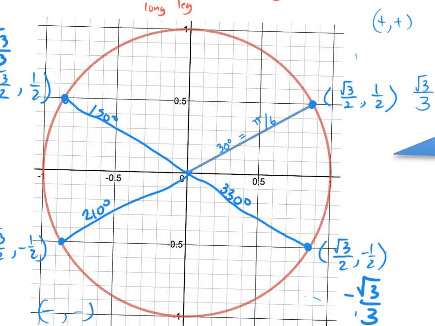Like so. If I count by pi over 6, it sounds like this. 1 pi over 6, 2 pi over 6, 3 pi over 6, 4 pi over 6, so this one here is 5 pi over 6. 6 pi over 6 here. 7 pi over 6 is here.